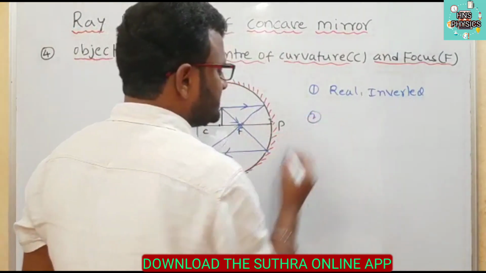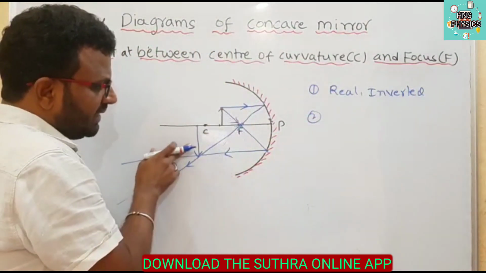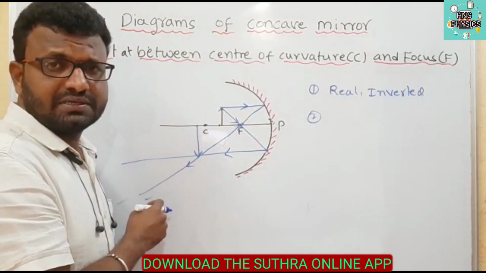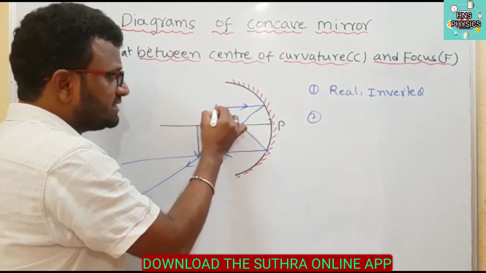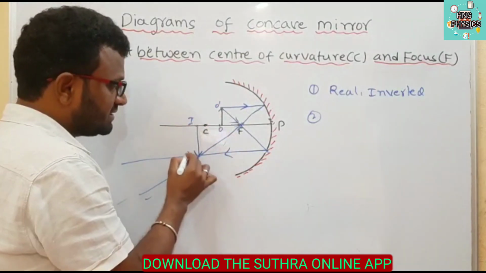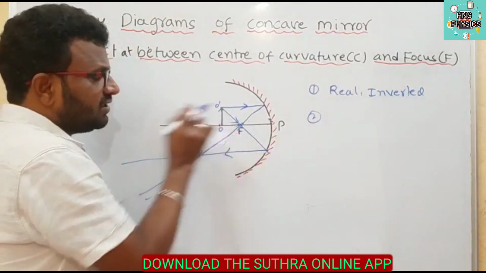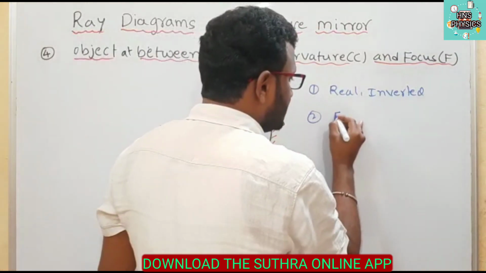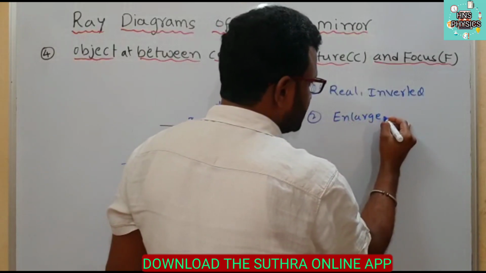Next, the second one is size. So this is the object size. The image size is larger than the object. This is O dash, and this is I dash. So here the image size is larger than the object. That means here it is enlarged. Enlarged means bigger size.